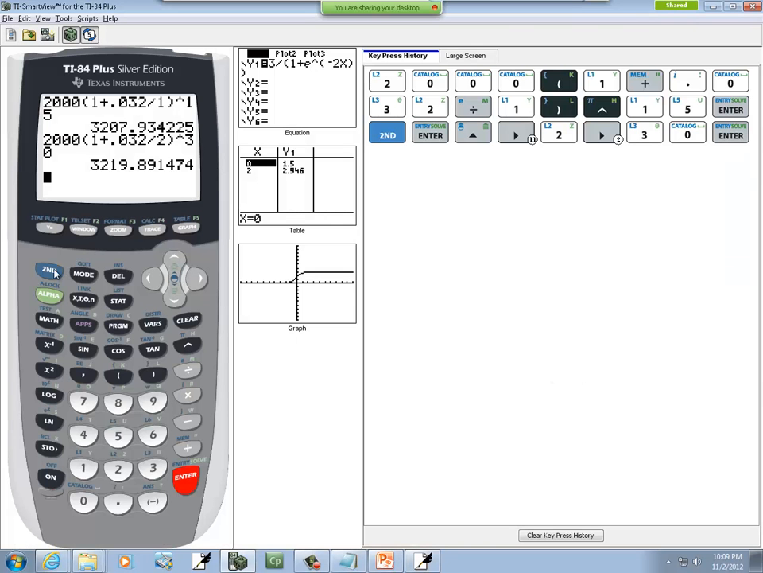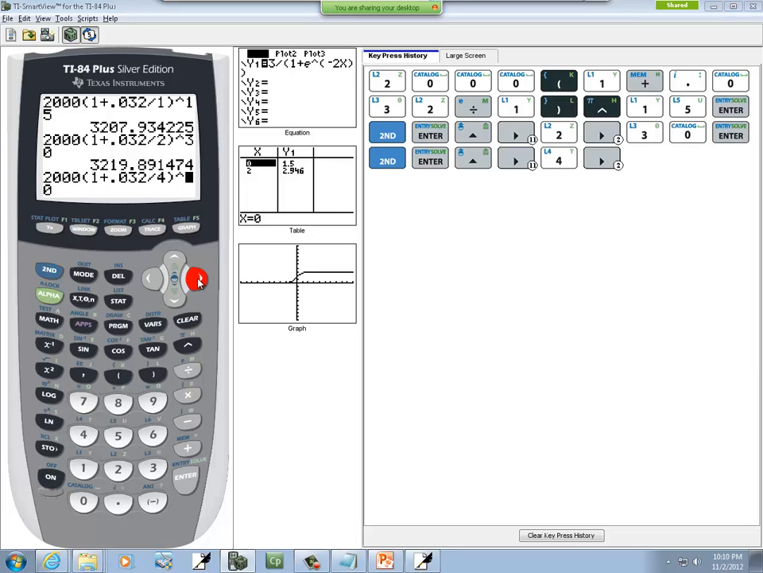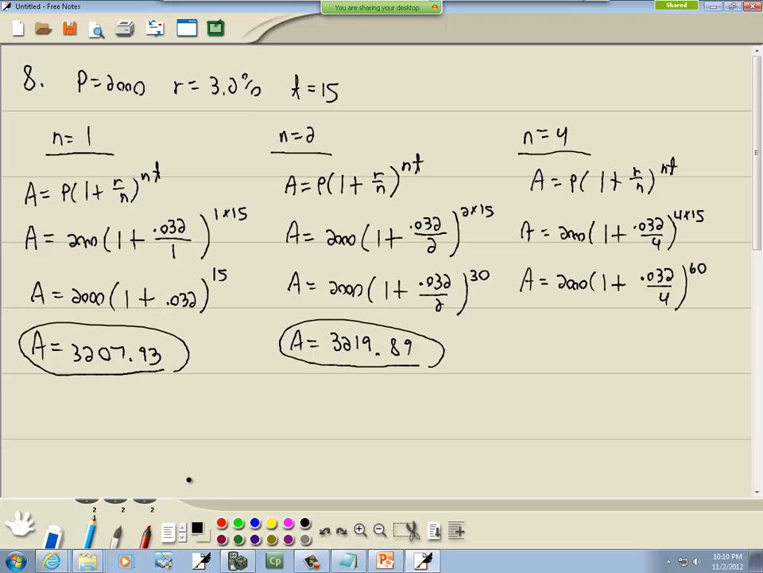So again, I'll bring up previous entry. I'll do second enter. And go over to the 2 and put a 4 in. And then go over to my power. Instead of 30, I'll put in 60. And that gives us that value.